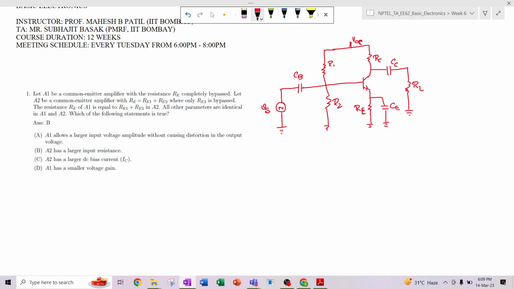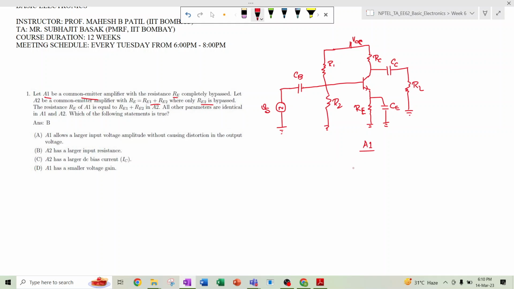So here in the question it is discussed, let A1 be a common emitter amplifier with the resistance RE completely bypassed. So this entire RE is bypassed by this bypass capacitor CE. So this is the A1 amplifier. And let A2 be the same common emitter amplifier with the same configuration. The difference is that this RE is divided into two parts, RE1 and RE2, where RE2 is bypassed but RE1 is not bypassed.